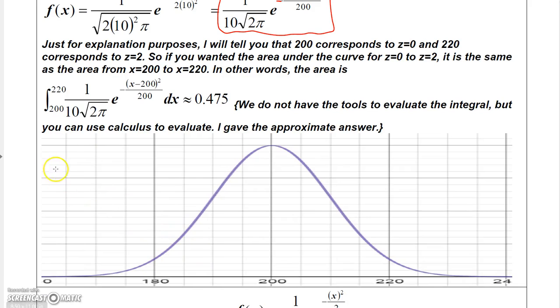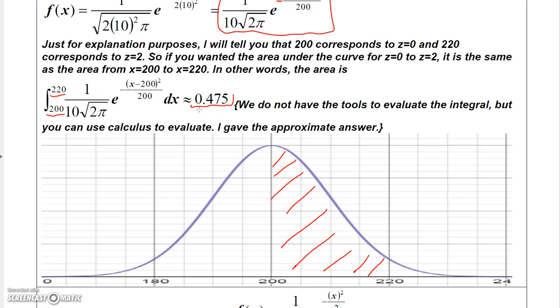And what's interesting is if you integrated this, and we're going to talk about area later, but integrals will give us the area under a curve, and this is a definite integral, so I haven't talked about this yet, but let me just show you. If you integrate this from x equal 200 to x equal 220, then basically it would give you the area under the normal curve from x equal 200 to x equal 220, and that area, when you integrate this, turns out to be 0.475.